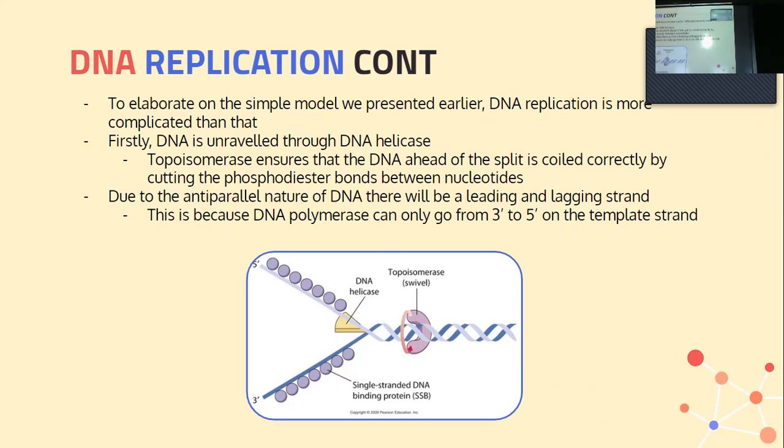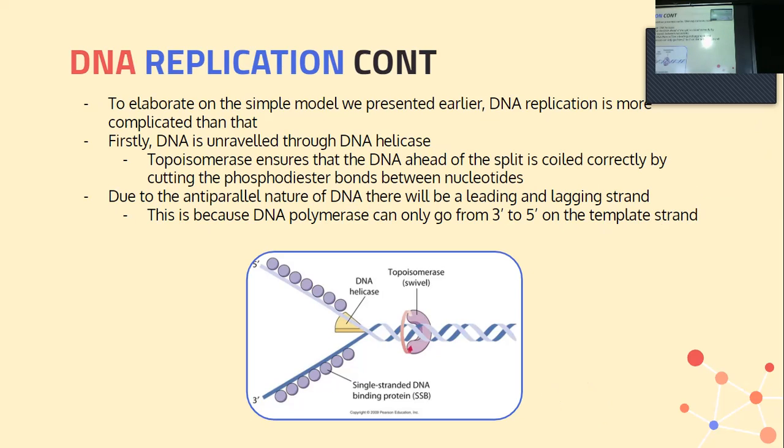So to elaborate on the simple process that was presented earlier, DNA replication is far more complicated than that. Firstly, DNA is unraveled by DNA helicase, an enzyme, as you stated earlier. Topoisomerase ensures that the DNA ahead of the split is closed correctly by cutting the phosphodiester bonds between nucleotides.